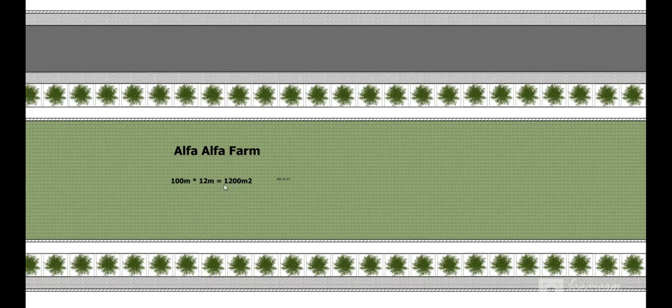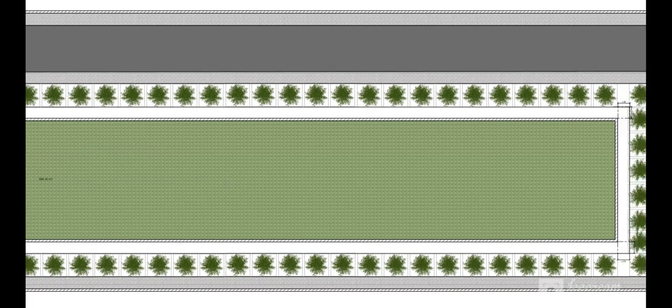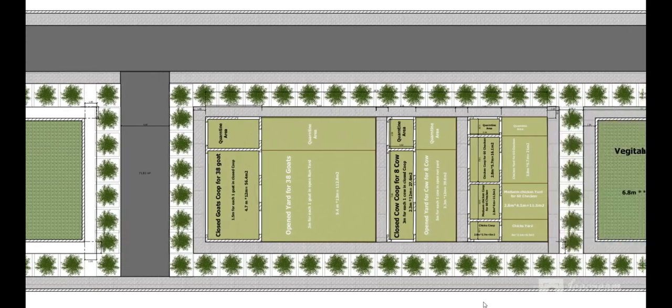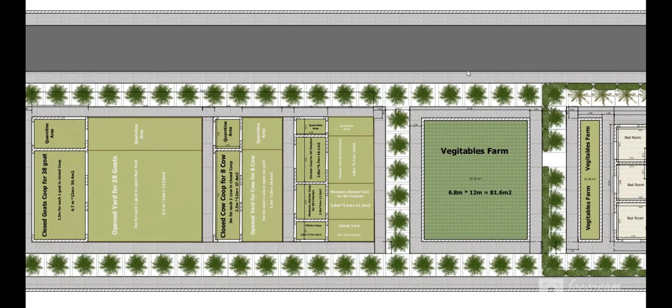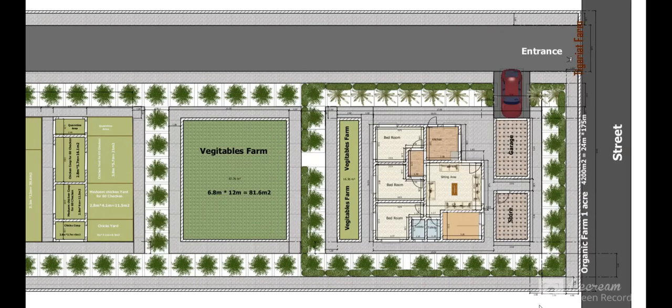It's about 1,200 meters square. Also we plan to plant fruit at the border. In our design, we made it to benefit from all the dimensions. We put the fruit trees at the border, as you see here. We made 2 meters here.